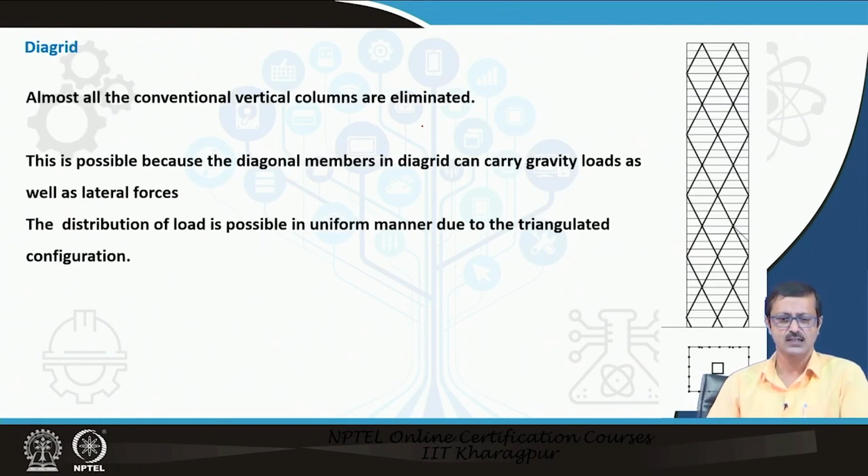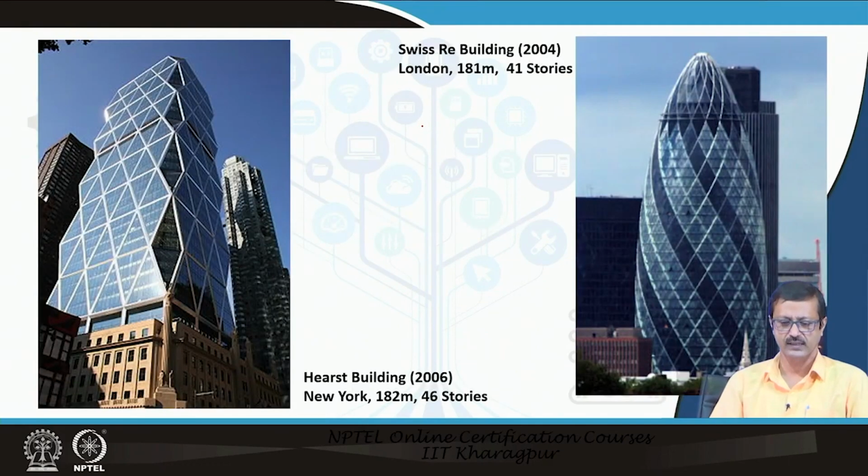Diagrids: we eliminate the vertical columns on the periphery, and we go with a diagonal kind of member, which is called a diagrid, to carry the gravity load as well as the lateral load. These triangulations will create the configuration, and that is going to take care of the load. So, those are some of the diagrid structures.